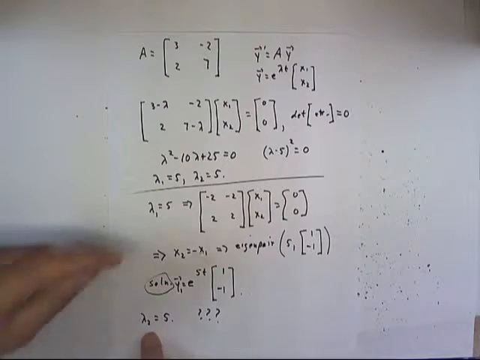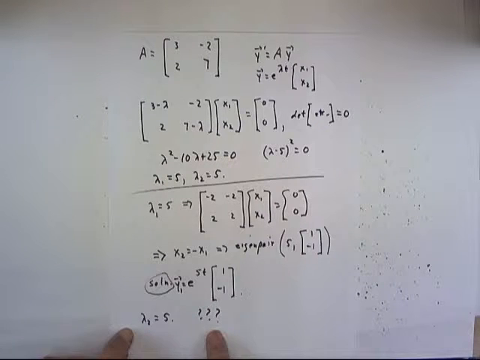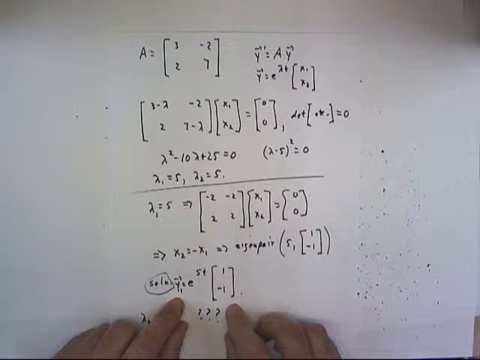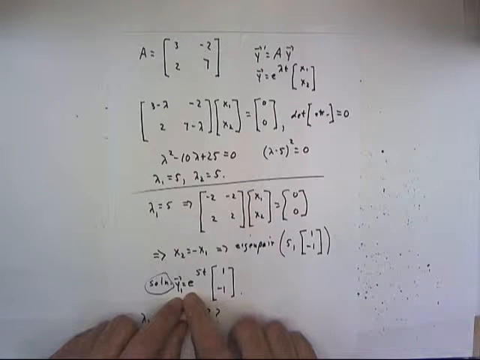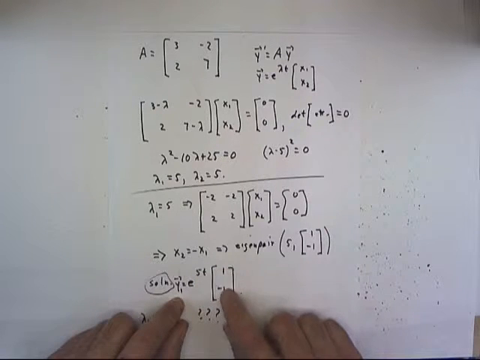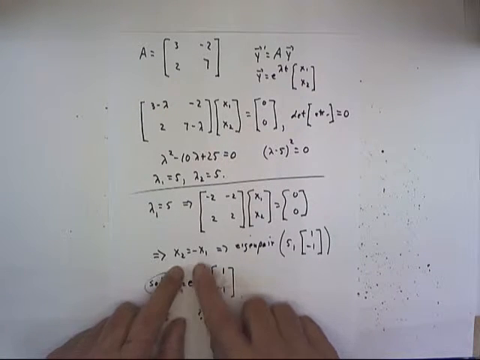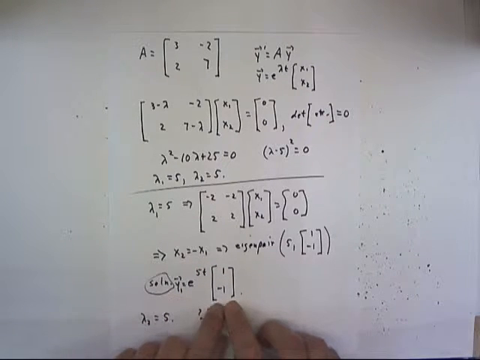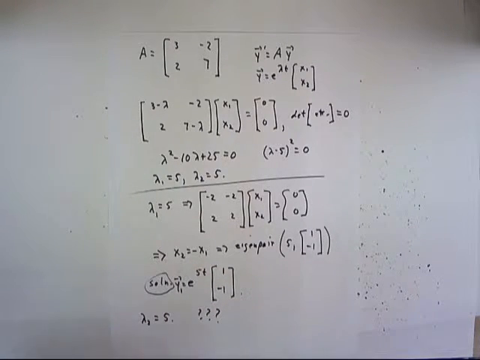Now, what do we do with lambda 2 equals 5? We can't just repeat what we did. We would end up maybe not with the identical solution, but we would have to end up with a solution where we have e to the 5t and a vector where these two numbers are equal and opposite. And that would be a multiple of this solution. So that doesn't lead us anywhere.